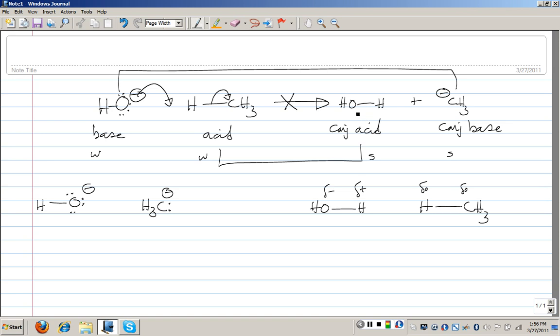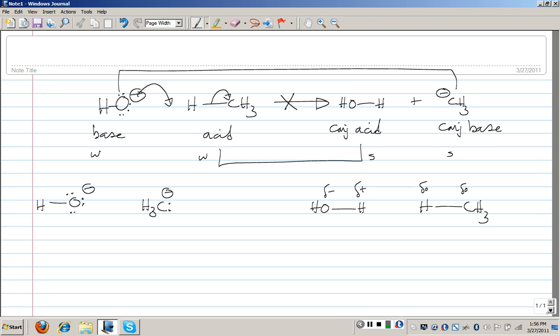The other point to make is, this reaction does not go, which means I've mixed two things and nothing happened. It is perfectly legal to mix two reagents and have nothing happen. Chemistry does not happen because you mix stuff. Chemistry happens for a reason. And mixing stuff is not a reason. Okay? Let's do another one.